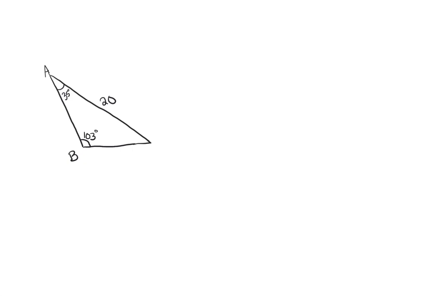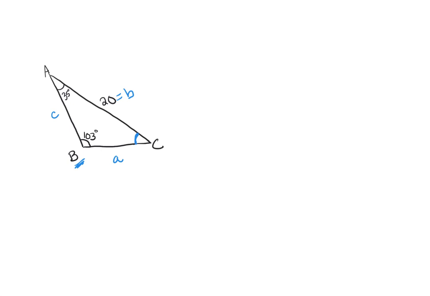Okay, so here we have this triangle. Oh, I forgot to label C. And we want to find all the missing parts. So we have angles A and B, so we need to find angle C. And then this side length is b, and we need to find side lengths a and c.